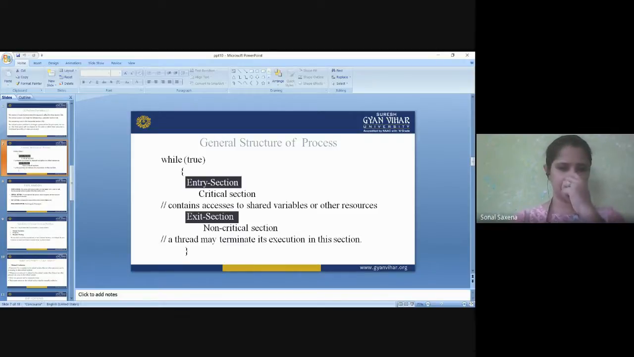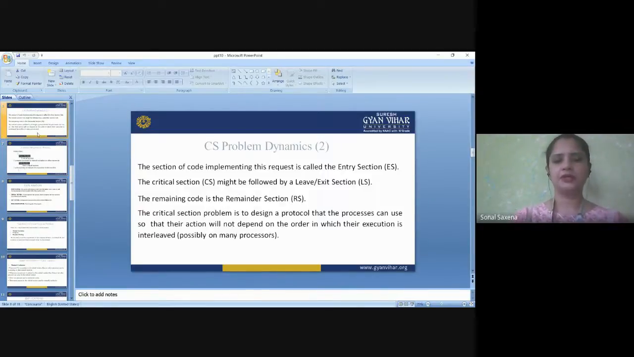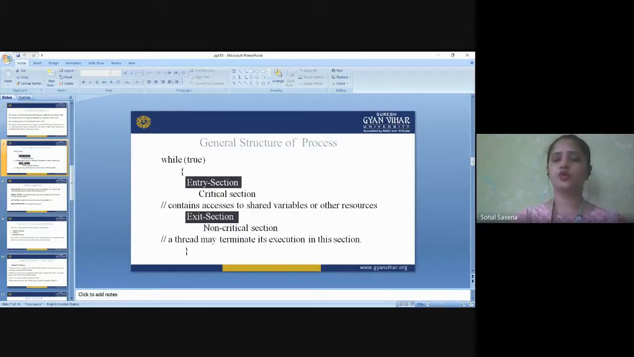So you can see here, as long as a process is in the critical section, it can access all the shared resources and shared variables. Once it exits the section, it comes out into the non-critical section. The remaining code which is not in the critical section stays in the remainder section. So the critical section problem is to design a protocol that the processes can use, so that their action will not depend on the order in which their execution is interleaved. This piece of code shows all these things.